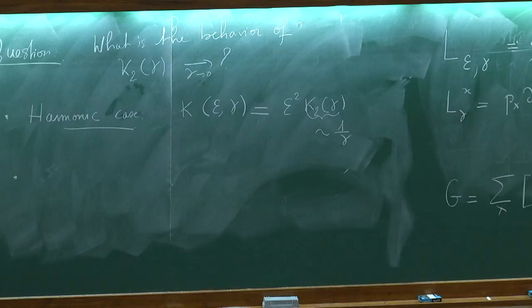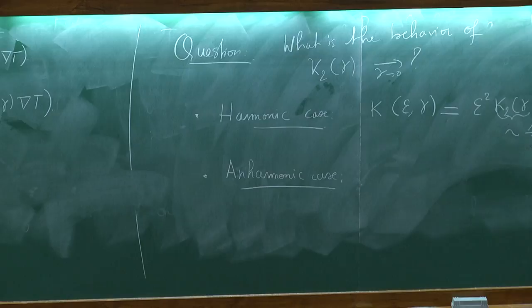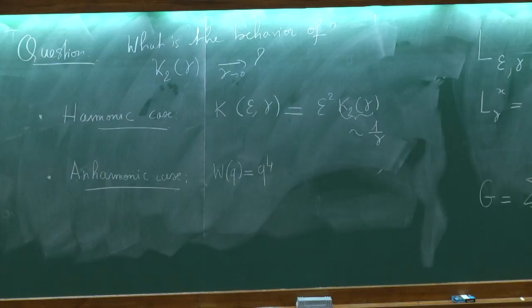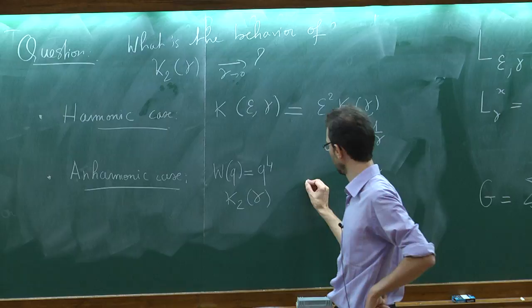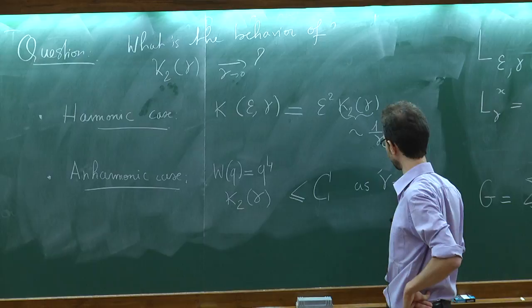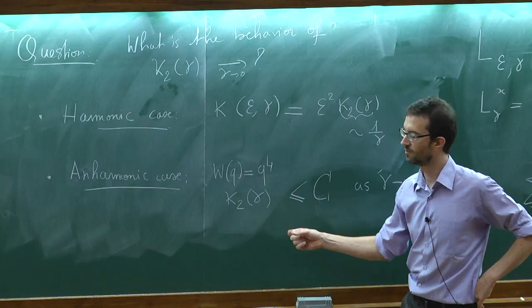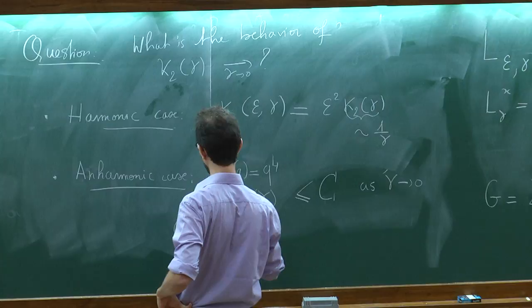Now, in the anharmonic case, there is something quite interesting. We did the computation for the potential W equal to q to the fourth, but it should be valid for some other potentials. What we obtain is that kappa 2 gamma, the first order term of the expansion, is uniformly bounded as gamma goes to 0. So it means that it doesn't blow up. When the noise is sent to 0, this first order term which appears in the expansion of the Green-Kubo formula remains bounded. We cannot have a blow-up. Now the question is whether this kappa 2 gamma goes to 0 as gamma goes to zero. It is not excluded from these computations.